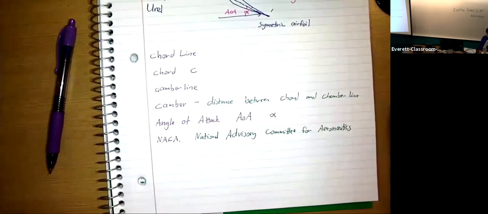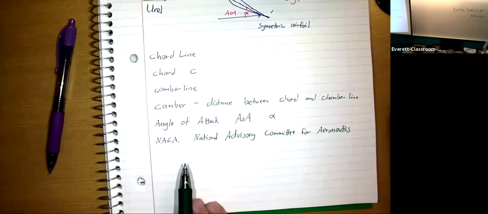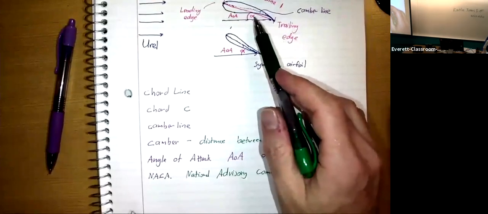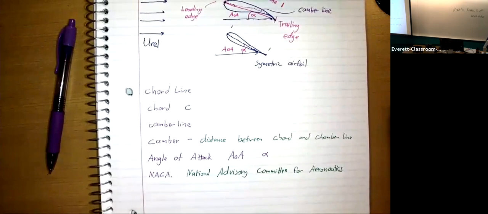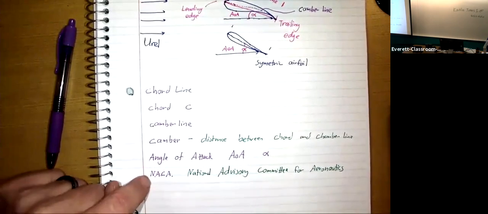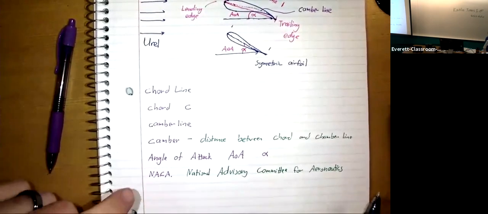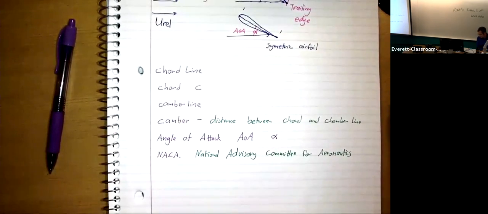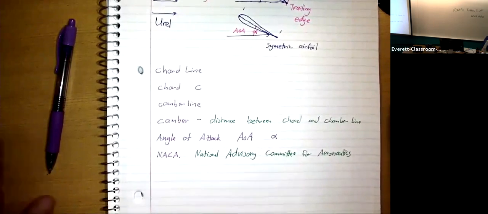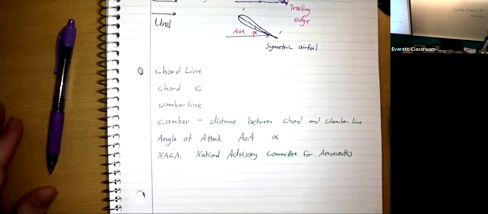And the reason this is important is because different airfoils are often named after the organization that did the research on the behavior of that airfoil. And NACA in this country has done a lot of this work. So typically, you see airfoils are referred to as like a NACA 0012, for example.